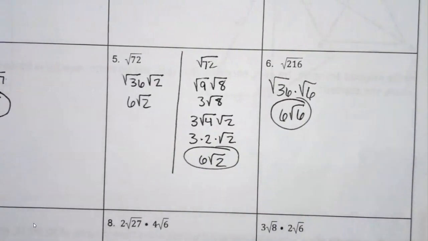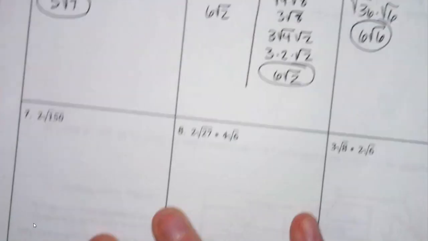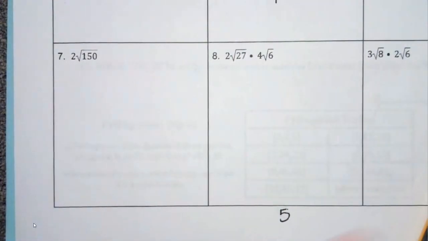So hopefully we're starting to see the process. You've split it into a perfect square and another number. Simplify the perfect square. You're done as long as it's the largest perfect square that multiplies into it. All right. These get a little trickier, but they're really not too crazy.